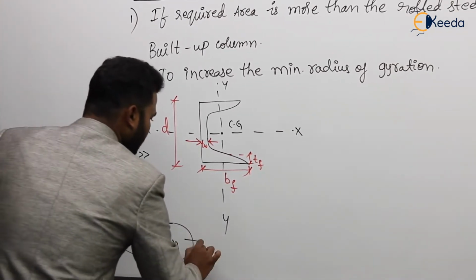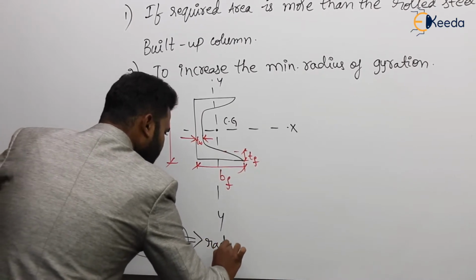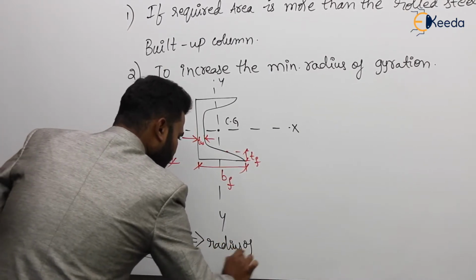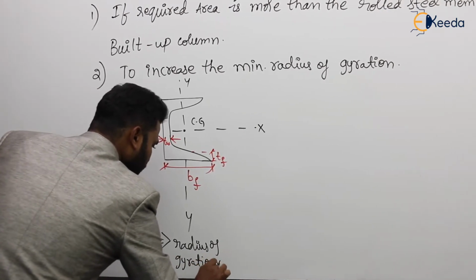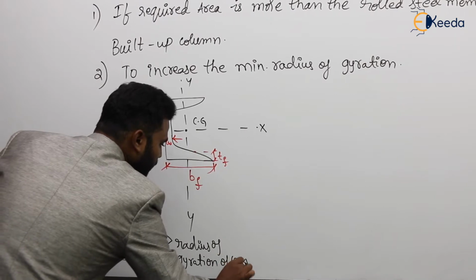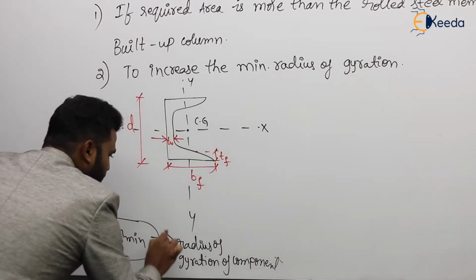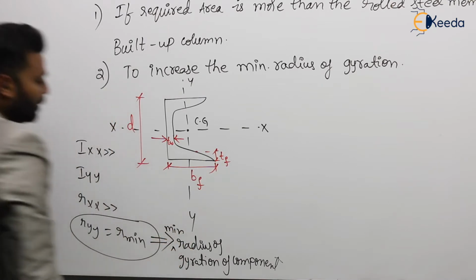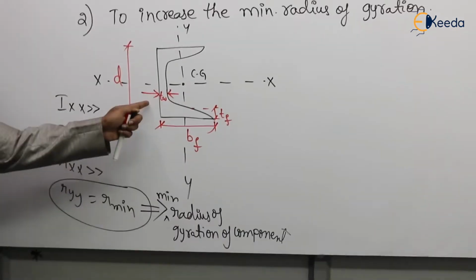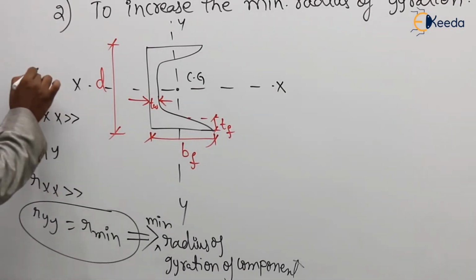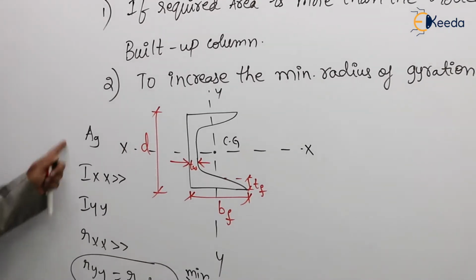So this is called the radius of gyration for a component. So actually, minimum radius of gyration, add this: minimum radius of gyration for a component. So now I am going to connect these two cross sections, and the area of this channel is Ag, the cross-sectional area. So these are the details of this channel.